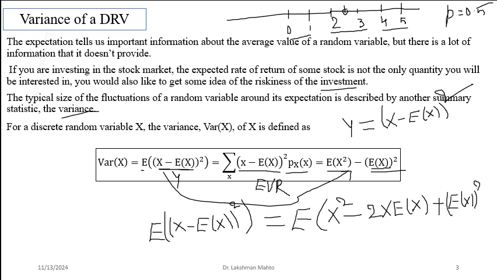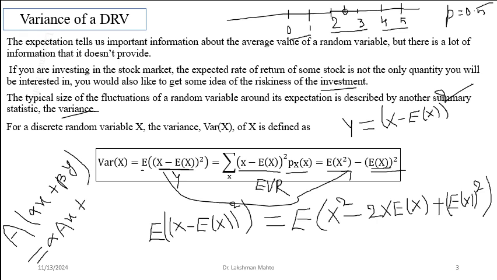And expectation is what? It is a linear operator, like a matrix. If I say there is a matrix A and you multiply it with a linear combination of two vectors, alpha times X plus beta times Y, where alpha and beta are scalars and X and Y are vectors, what would this multiplication be? It would be equal to alpha times AX plus beta times AY.